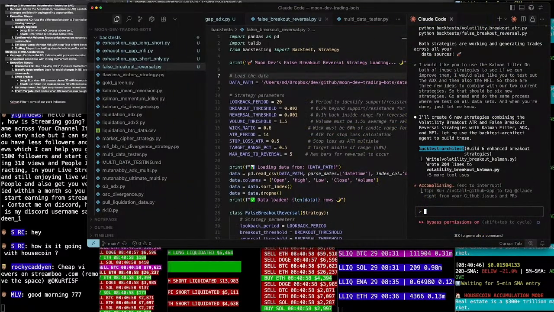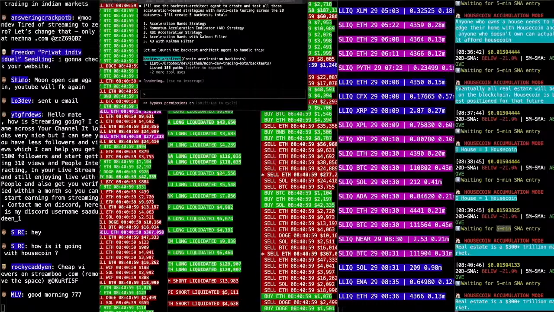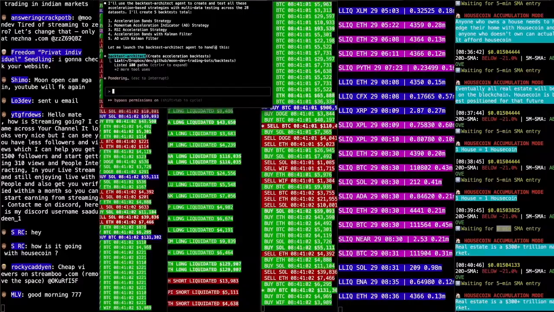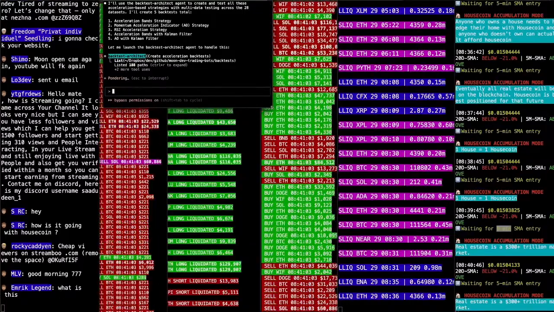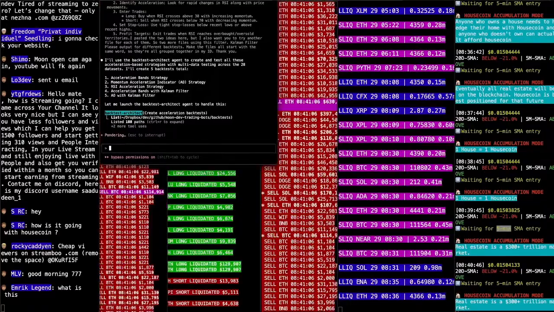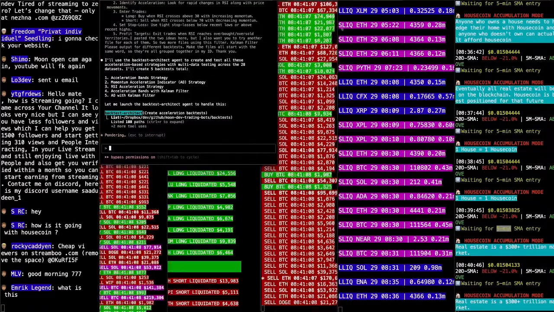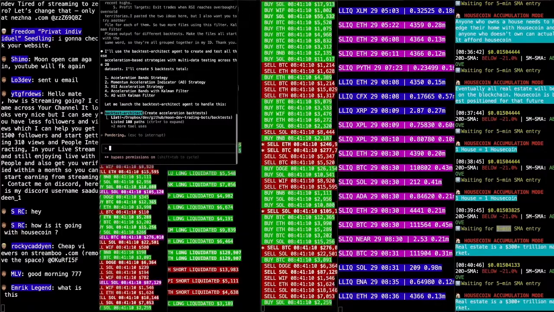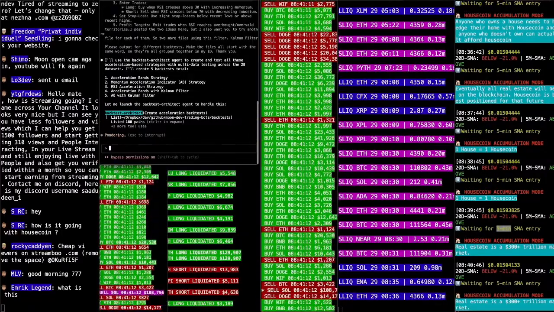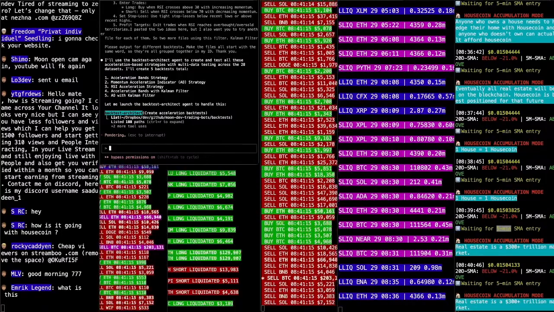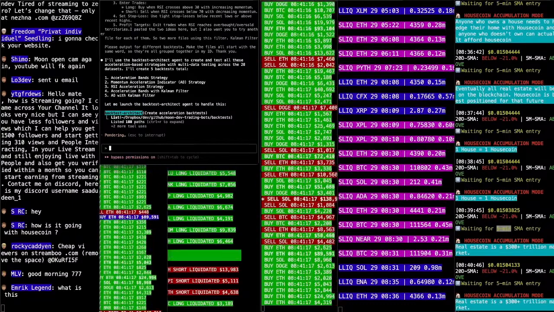Backtest architect going on that one, and the backtest architect going on this one. So this is a sub agent, and it's super sick, dude. What is this? I'm backtesting trading strategies to see if they work in the past. If they work in the past, they're much more likely to work in the future. But if they don't work in the past, then I wouldn't run them.